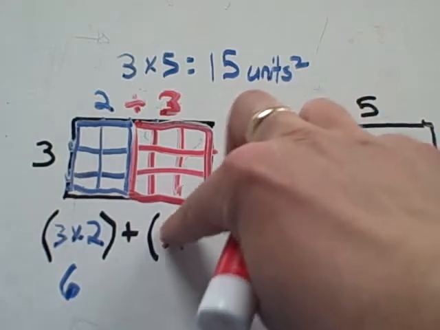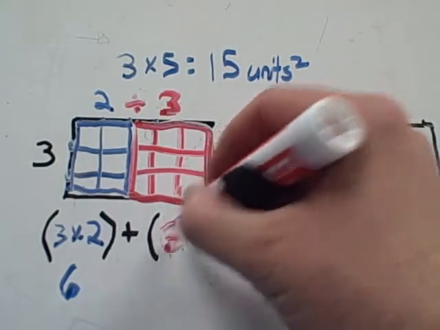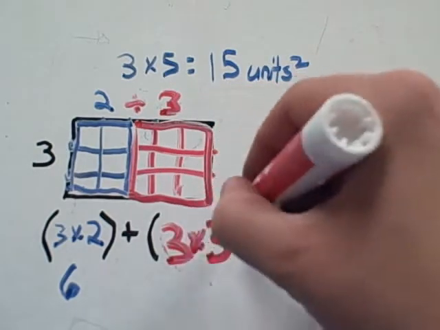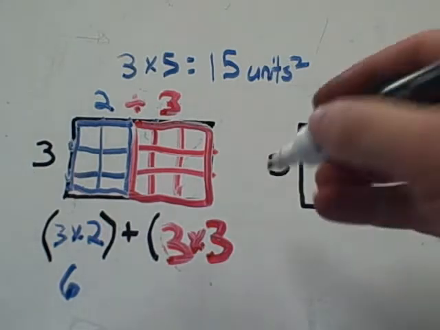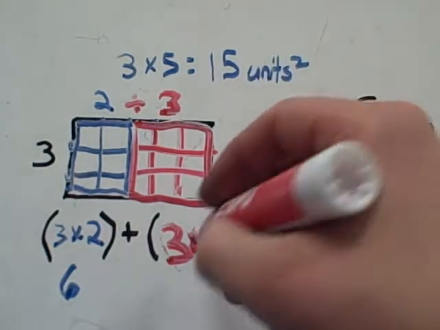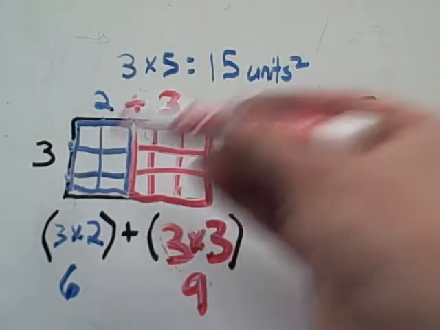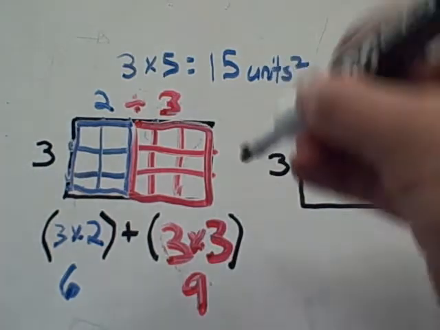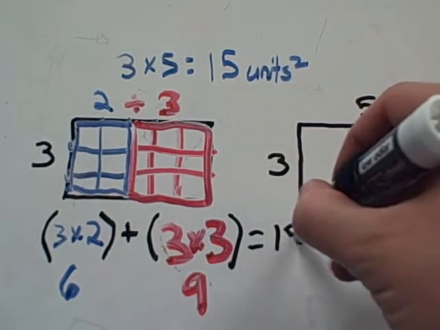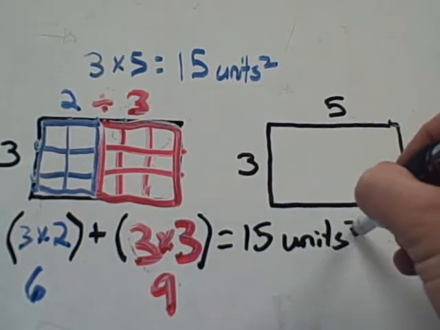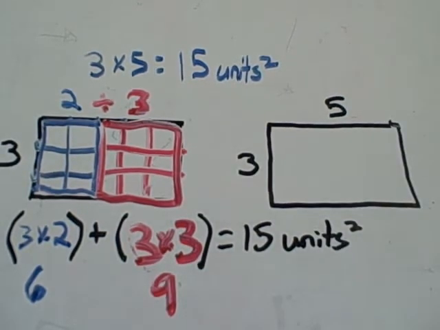Well, I better make that bigger. 3 times 3 equals 9. Sure enough, if you add up your red squares and your blue square units, you're going to come up with an answer of 15 square units. That's called the distributive property. We're splitting up a rectangle into 2 separate ones, and we're adding the 2 areas together.